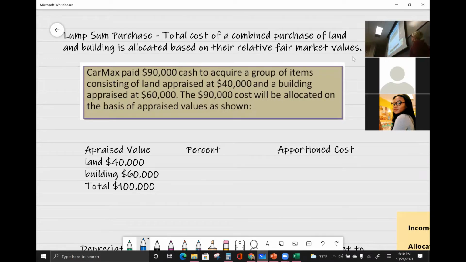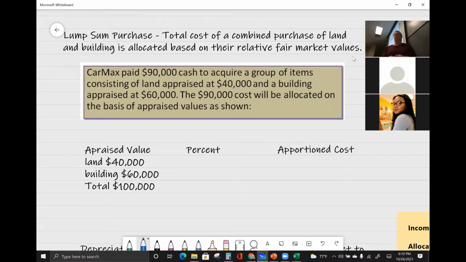Okay, so we can do a lump sum purchase. We can buy multiple assets together for one price. And you have to figure out, how am I going to put this on the books? How am I going to determine or allocate the cost to each one of those assets? So if I'm buying land, building, maybe some equipment can go with it, and I'm paying one price, then I have to look at what is the fair market value of all of those assets. It may not match up to what you paid, because what you paid may be less, but you would use that to come up with an allocation.